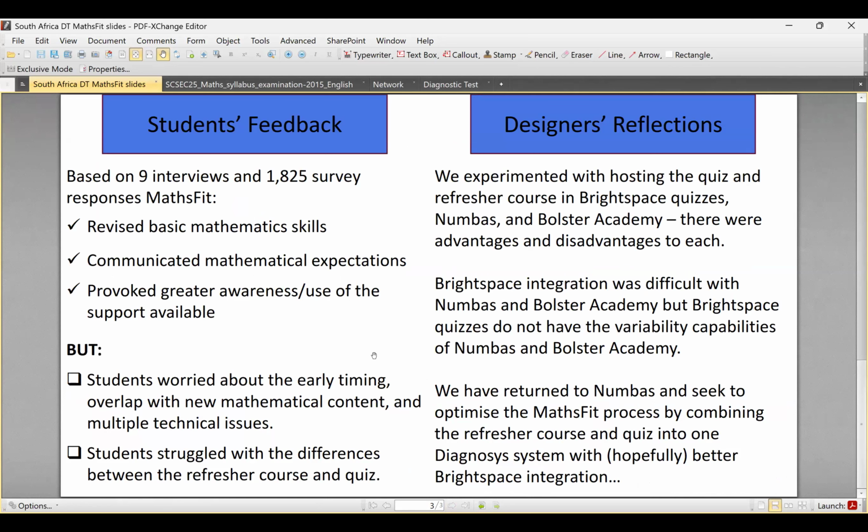On the other hand, it was very early in the term, and some of the material was new to the students, so it caused quite a bit of stress. There were also technical issues that we tried to sort out. It was hard the first year because it was during COVID and everything was online, so it was quite a learning experience for us as well.